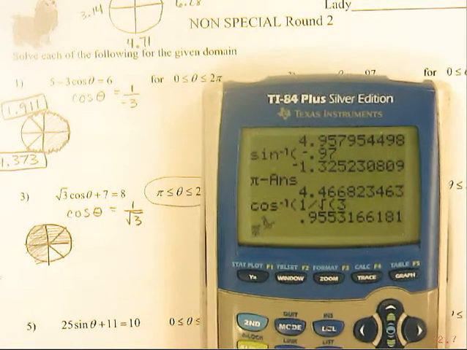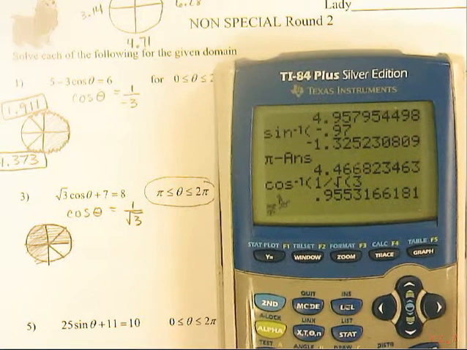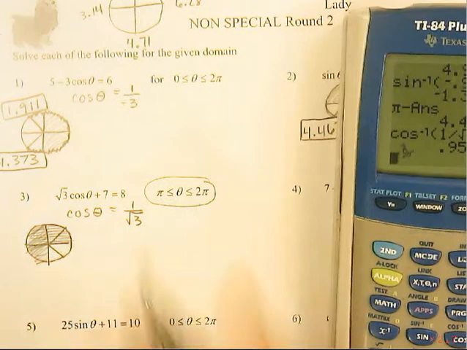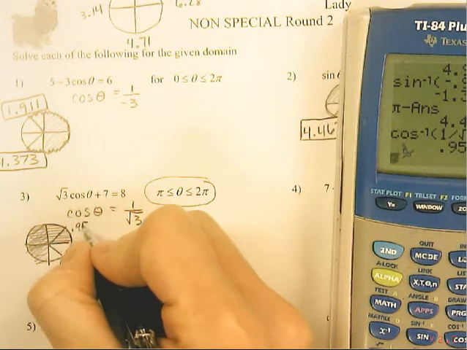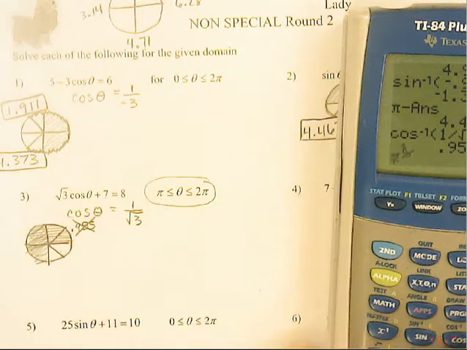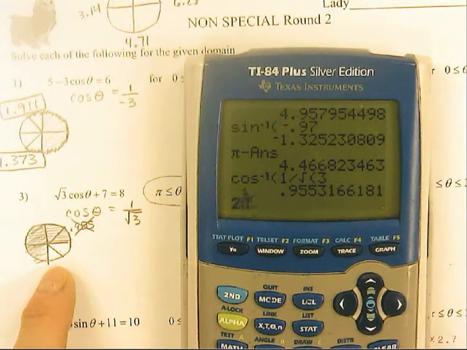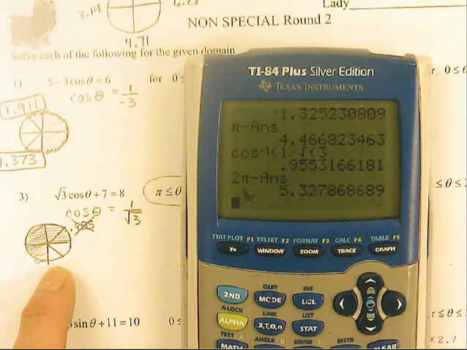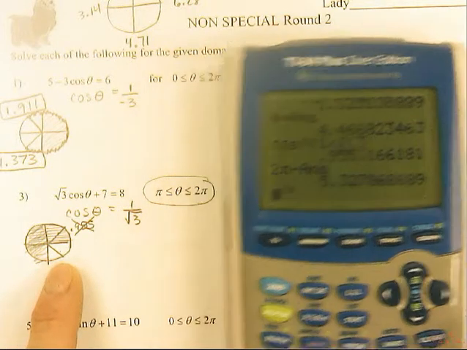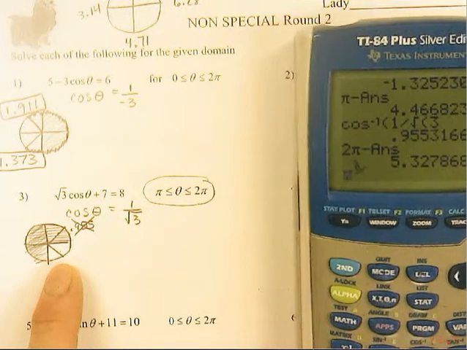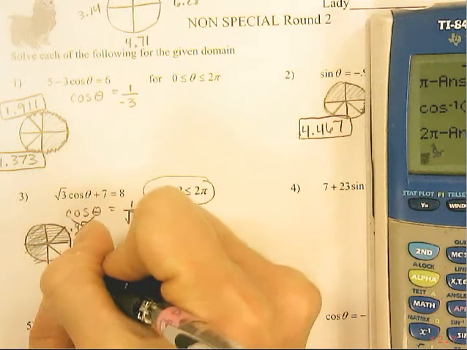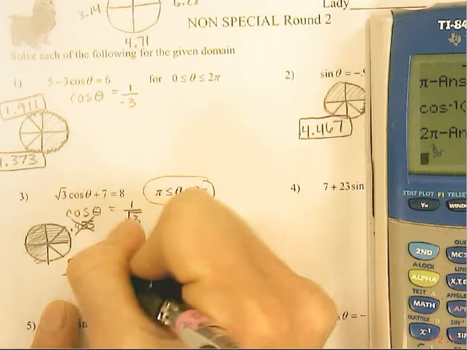which in the first quadrant is going to be 0.955. We're not going to write that down, but I'm just writing it for your notes. And remember, to get that second one, we're going to take 2 pi minus that answer. So the one in the fourth quadrant, which is what I want, is 5.328. So only one answer on that one.